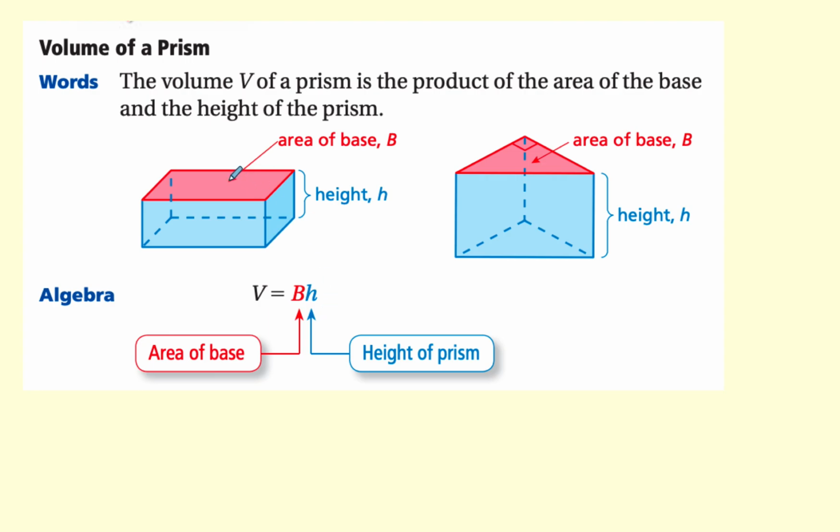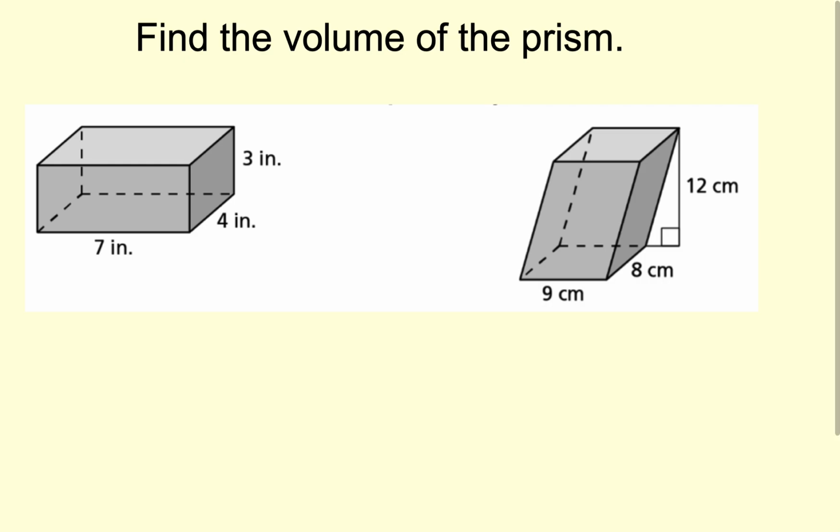A prism has two bases that have the same area and are parallel to each other. So the bases can be a triangle. We may be using the triangle formula to figure out that bottom part of the stack. Let's go ahead and practice.